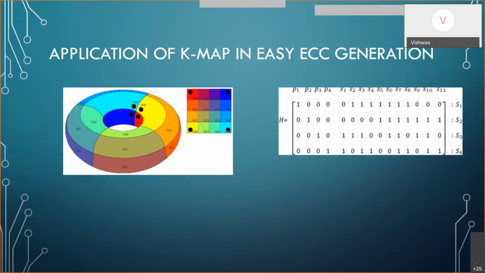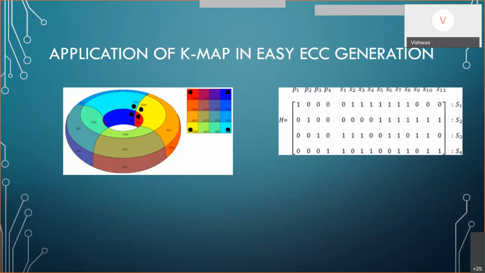So this is a matrix, from x1 to x11 is the data matrix, and p1 to p4 is your parity matrix. So with the help of k maps, you will be able to easily generate these error correcting codes, and you will be able to recover the image. So with the help of k maps actually.